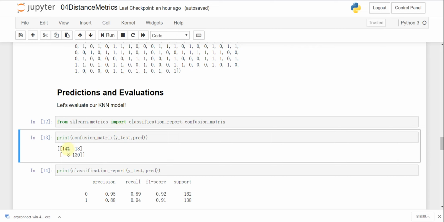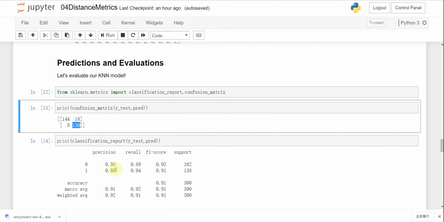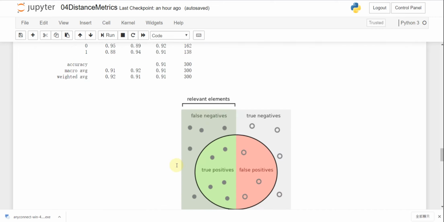This means for 144 of them, they are labeled to be 0 in the real dataset, and then our model also predicted them to be 0. So that is a pretty big number. And similarly, there are 130 samples labeled as 1, and then our model also predicted them to be 1. So that is pretty impressive. If you want to do a classification report, you can see the precision and the recall of the zeros and the ones, and we also have the F1 score.